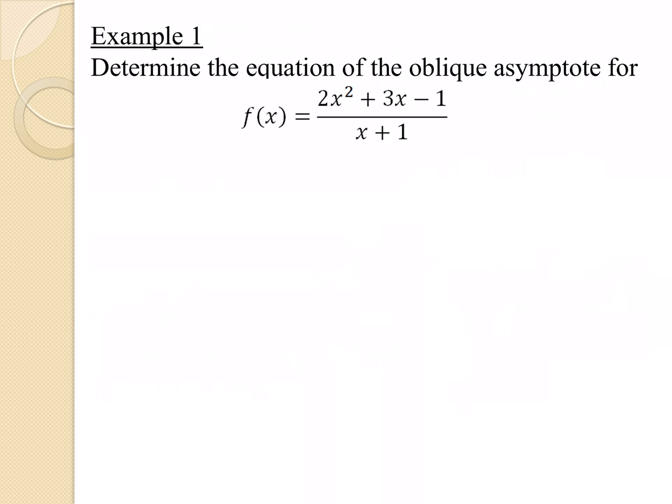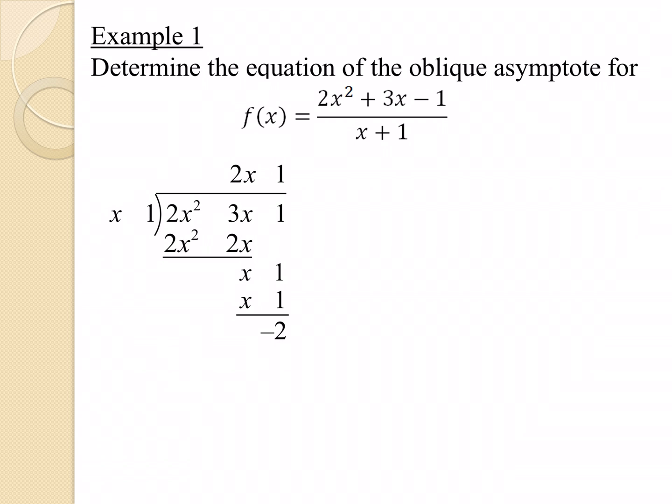In this situation, our function follows that rule. The degree in the numerator is 2, the degree in the denominator is 1. So how do we find out what that equation actually is? Well, we actually divide the polynomial out. So we have x plus 1 being divided into the numerator, 2x squared plus 3x minus 1. Remember how you do this.